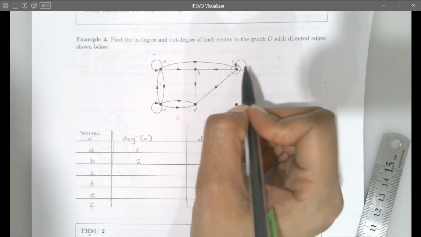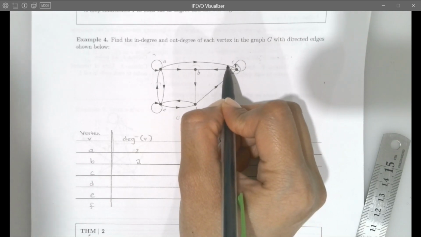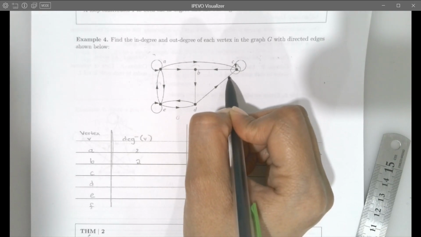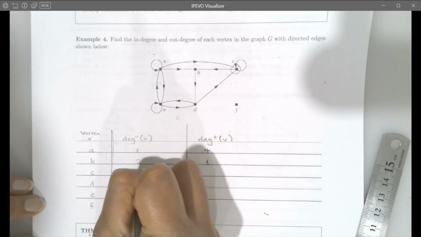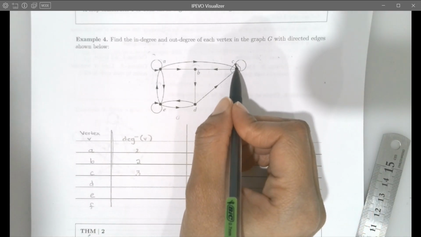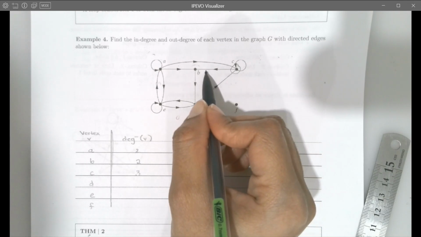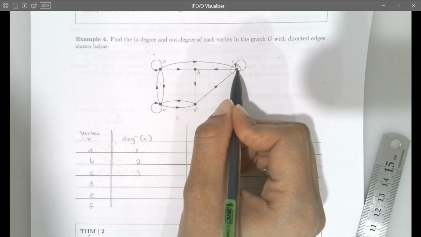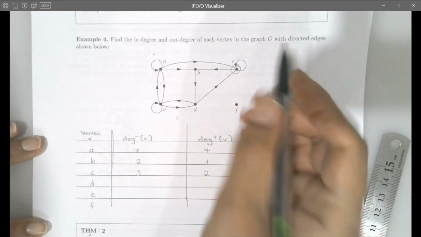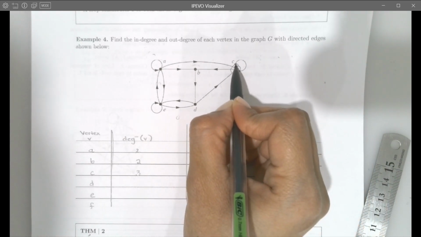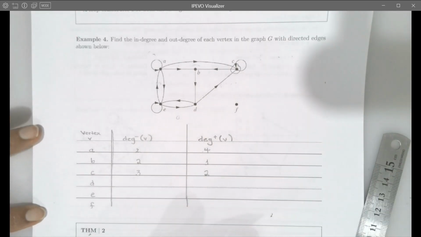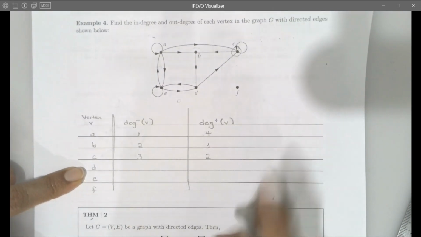C has 1 incoming from A, another incoming from itself, and a third one incoming from D. So that's 3 for the in degree. Then there is 1 outgoing to itself, and 1 outgoing to B. So that's 2. And if we count how many edges are incident to C, we have 1, 2, 3, 4, 5. 3 plus 2 is 5. Next, we move on to D.